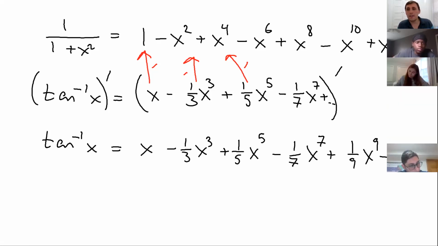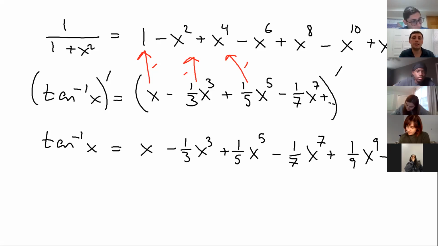Now, guys, can you guess what value I can plug into tangent inverse to produce something related to pi? Do you know what tangent inverse of 1 is? Tangent inverse of 1, in other words, what value do I plug into tangent to produce the ratio 1?